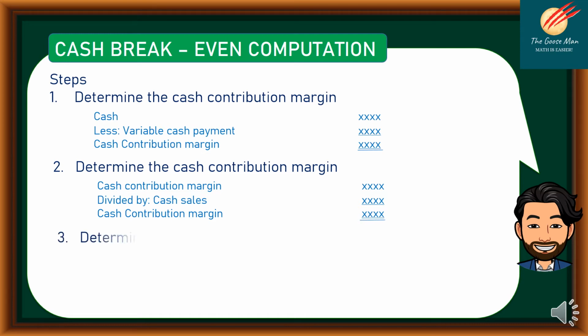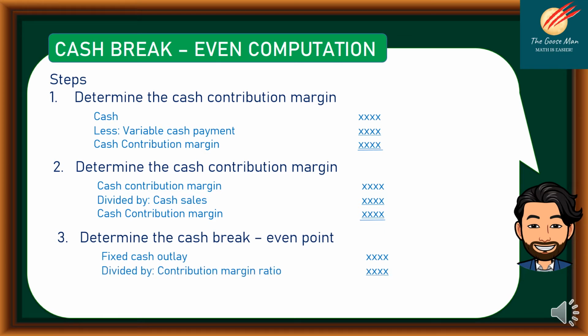Then number three is determine the cash break-even point. So for instance, we have the fixed cash outlay divided by the contribution margin ratio. So we have the cash break-even.